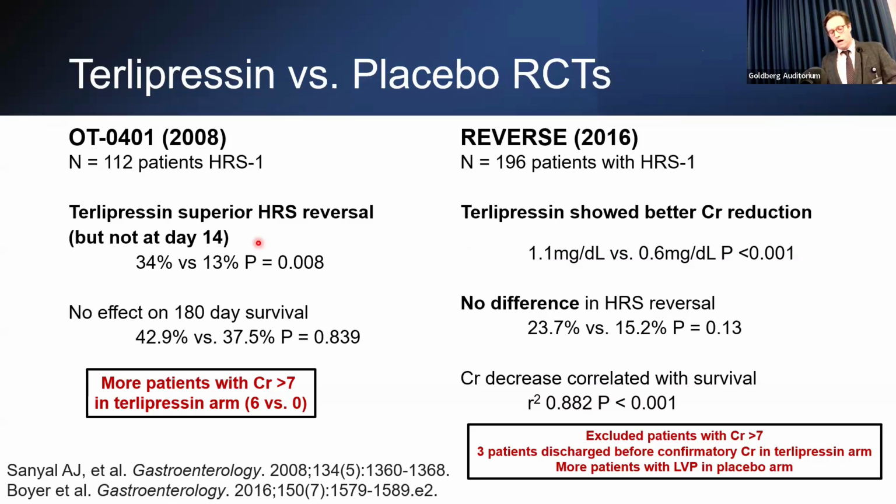In the reverse trial, they tried to exclude patients with a creatinine greater than 7, but 3 patients in the terlipressin arm were discharged before they could have a confirmatory creatinine. So again, the water is muddied here. And also, I would say that the patient numbers were not that great.